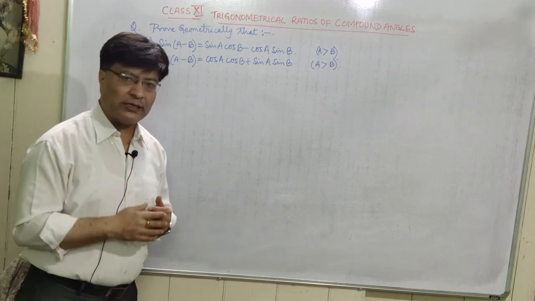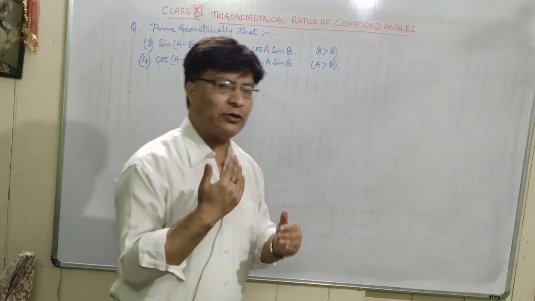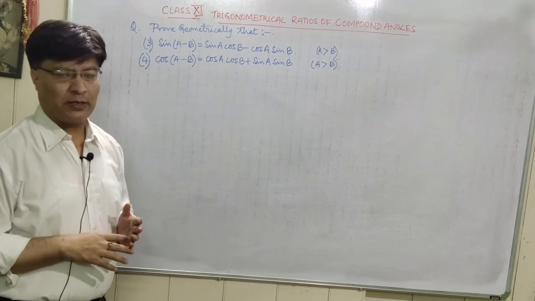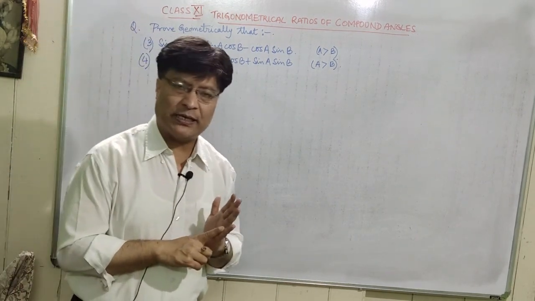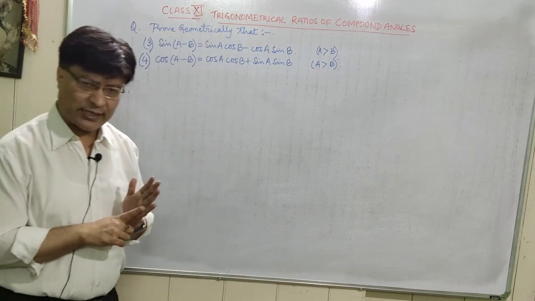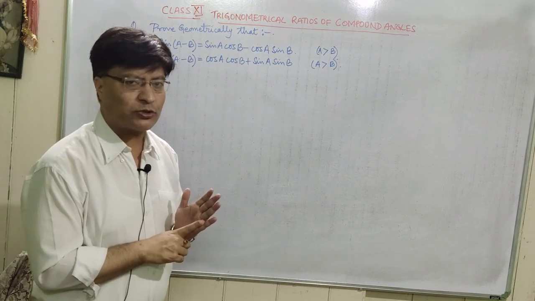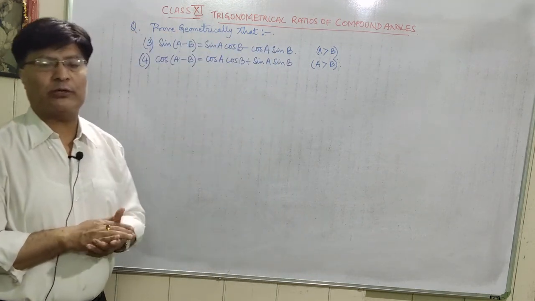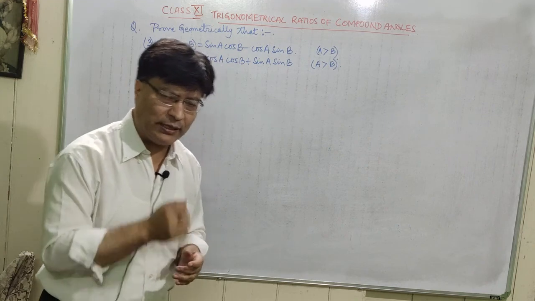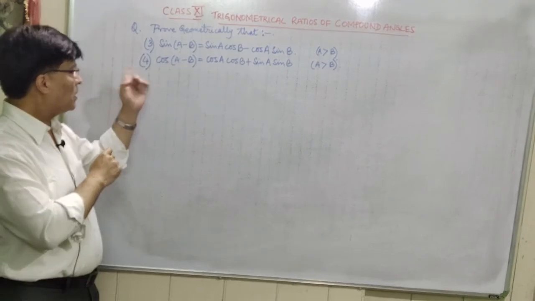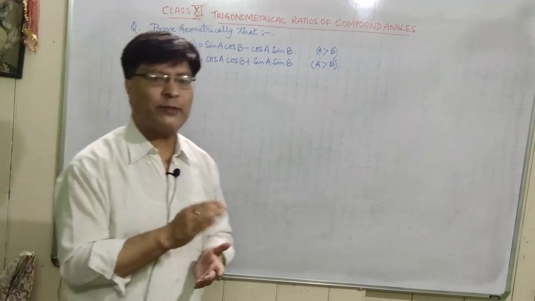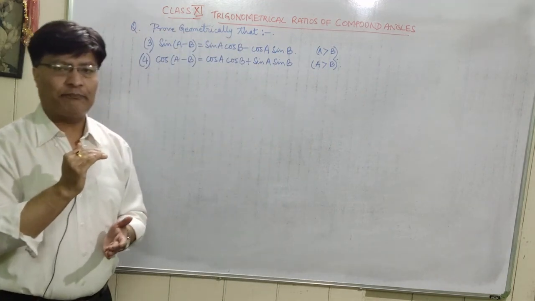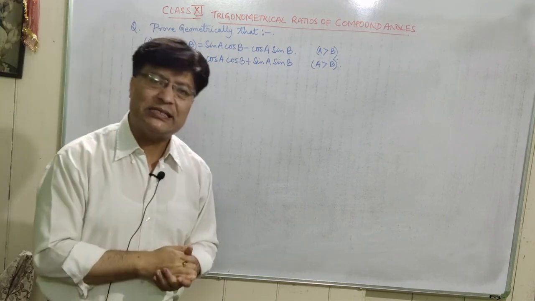If we prove these 1, 2, 3 and 4, the other formulae can be derived automatically from these four formulae. Number one was sine of A plus B is equal to sine A cos B plus cos A sine B. Cos of A plus B was cos A cos B minus sine A sine B. Third one is sine of A minus B, which is equal to sine A cos B minus cos A sine B. And the fourth one is cos of A minus B is equal to cos A cos B plus sine A sine B. So from these four formulae, the other formulae can be easily derived.